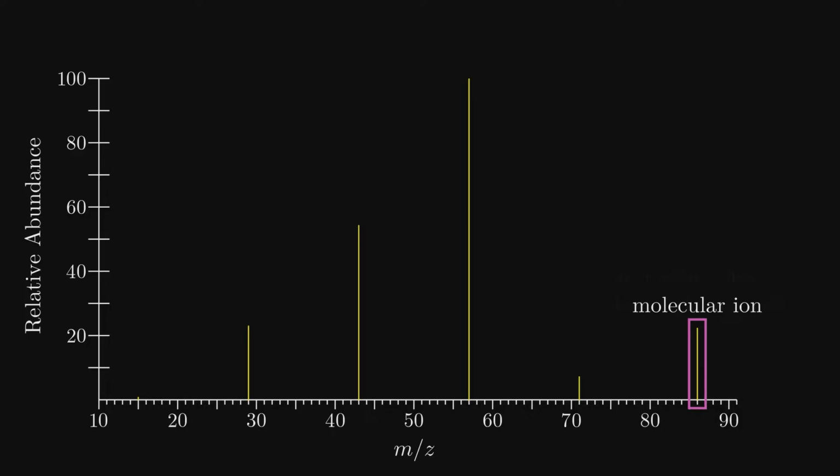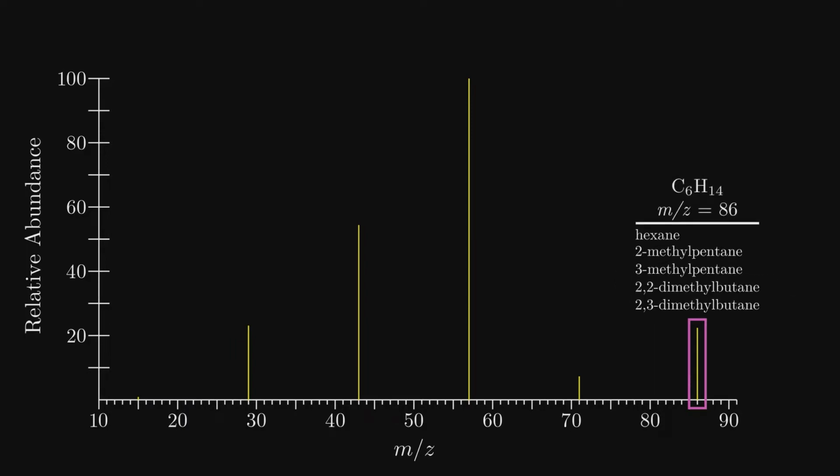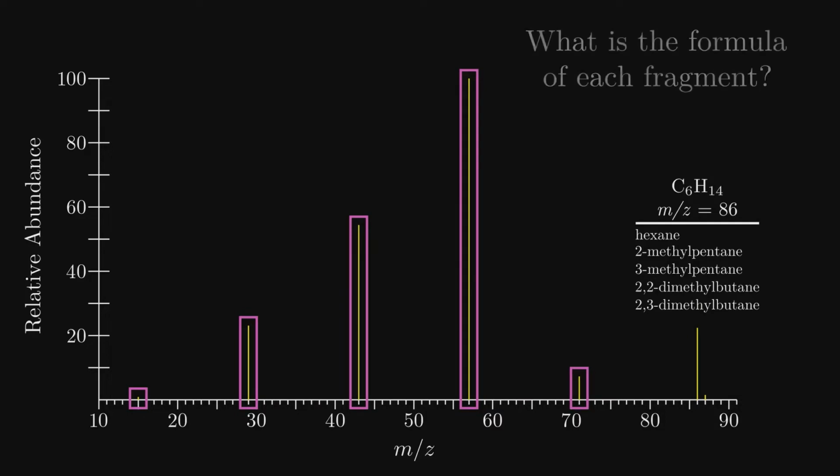So if I tell you it is an alkane, can you figure out the formula? Okay, so you've figured out the formula is C6H14, and that means it is one of the following. It is still too early for us to identify which of the five it is, but if you figured out the formula of the molecule, I'm sure you can figure out the formulas of the fragments.